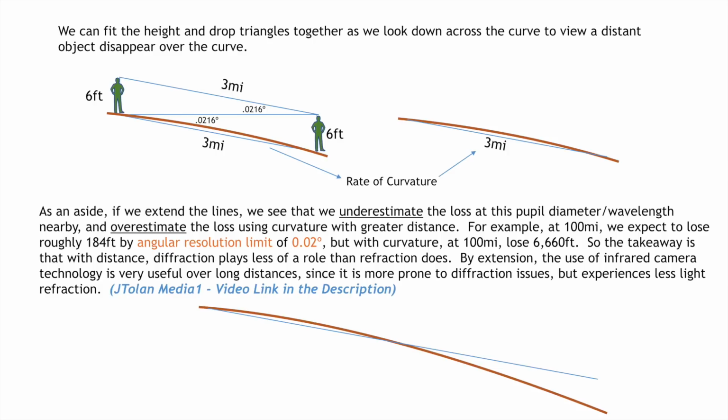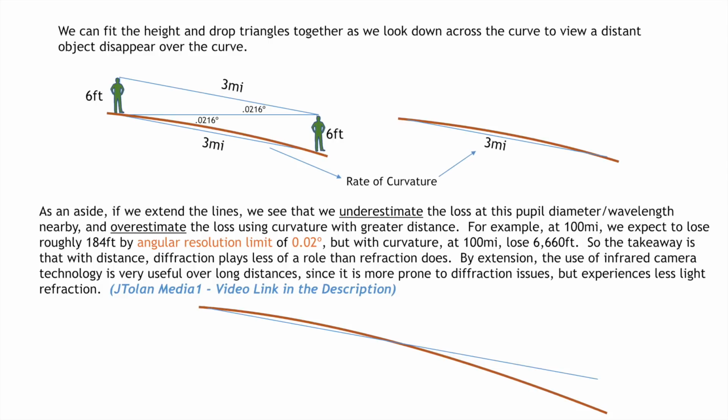The straight blue line and the brown line do not match up. The curvature rate is underestimating it nearby, and it is grossly overestimating it far away. So for example, at 100 miles, we expect to lose roughly 184 feet by angular resolution at 0.02 degrees, but with curvature at 100 miles, we're losing 6,660 feet.